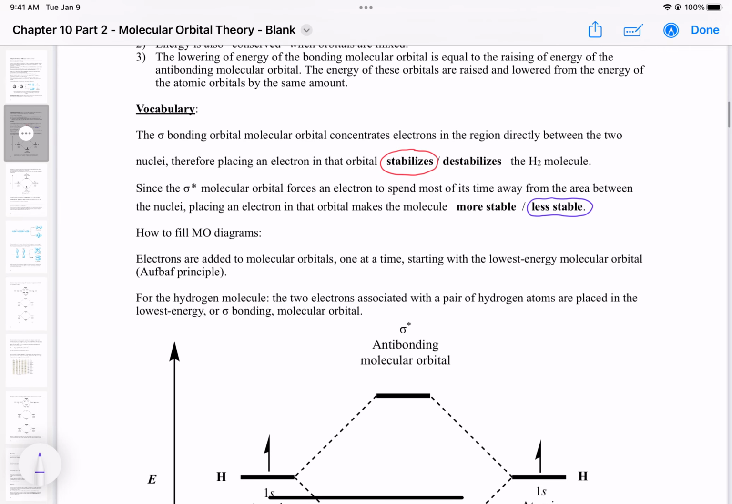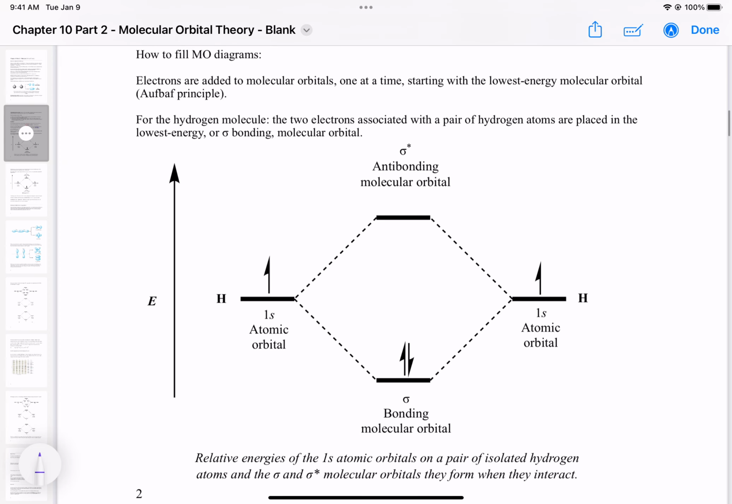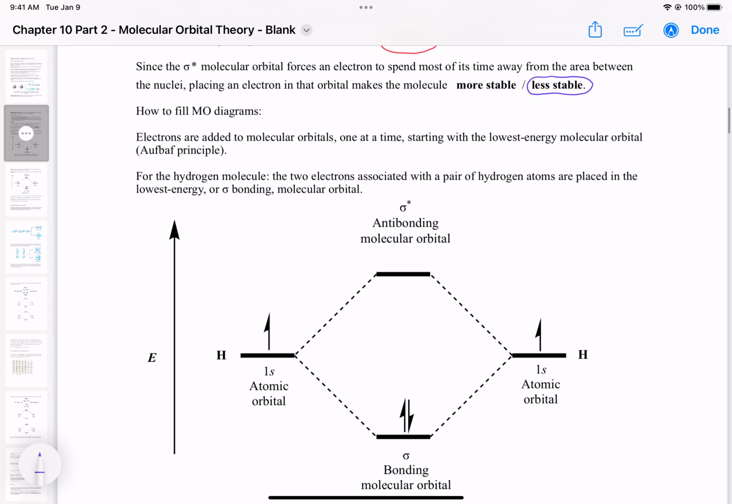All right. Now, how do we fill the MO diagram? You may have seen these MO diagrams, and you may be expected to draw one. So let's go over these together. Electrons are added to molecular orbitals pretty much in the same way we did electron configurations, where we filled each atomic orbital according to energy level. So electrons are placed one at a time, starting with the lowest energy level.